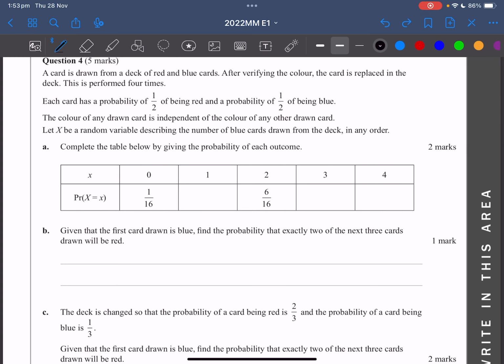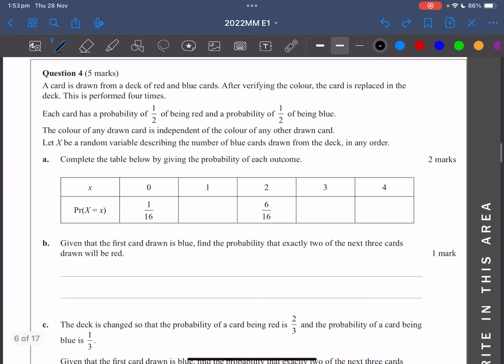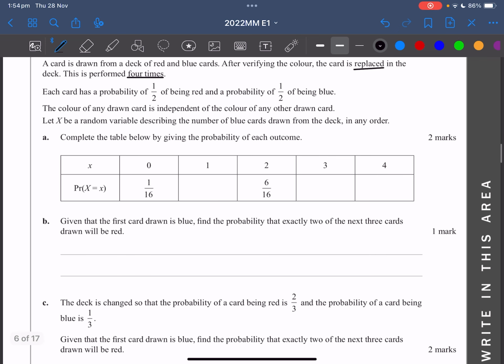A card is drawn from a deck of red and blue cards. After verifying the color, the card is replaced, so it is with replacement in the deck. This is performed 4 times, so n equals 4, so the number of trials is going to be 4. Each card has a probability of 1 on 2 of being red and a probability of 1 on 2 of being blue. The color of any drawn card is independent of the color of any other drawn card.